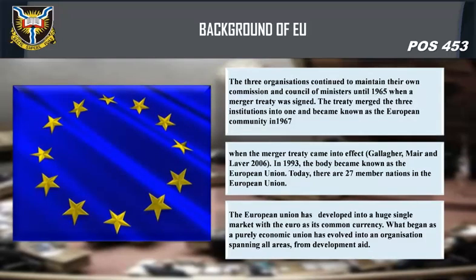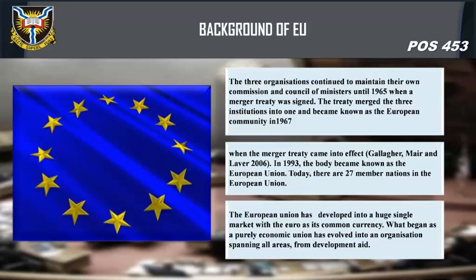The 3 organizations continued to maintain their own commission and council of ministers until 1965, when the Merger Treaty was signed. The treaty merged the 3 institutions into one and became known as the European Community in 1967, when the Merger Treaty came into effect. Gallagher, Mayer, and Lever, 2006. In 1993, the body became known as the European Union. Today, there are 27 member nations in the European Union. The European Union has developed into a huge single market with the euro as its common currency.